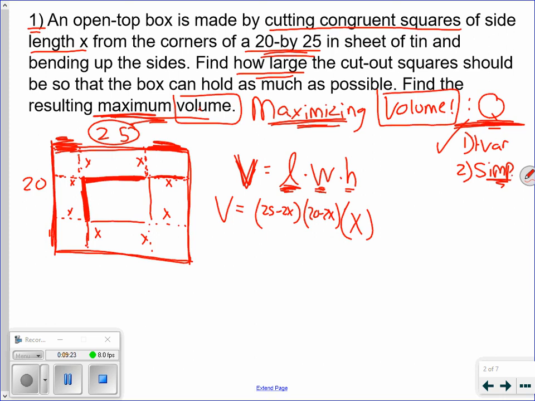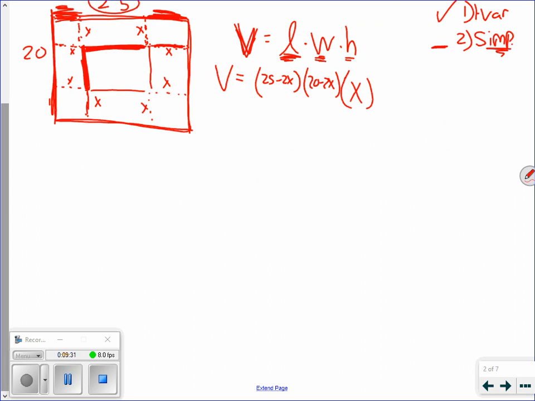Now, before we take the derivative, I want to simplify it a little bit. I don't want to take the derivative of this. I want to take the derivative of something a little bit more simplified. So that's the next step. What I would do is distribute x and then FOIL the two binomials. That's all you have to do. So take a second. I'm going to pause the video, or I'll give you a second if you want to FOIL that out. And I'll just go ahead and write out what it's going to equal.